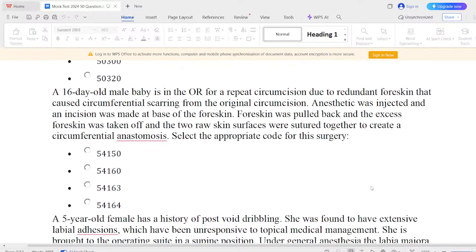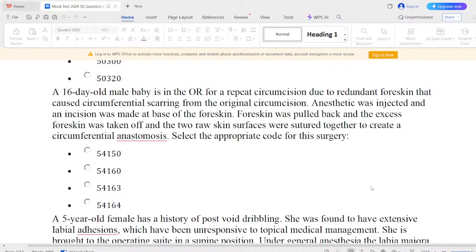Okay, next one. A 16-year-old male baby is in the OR for a repeat circumcision. Actually, this area of code is very important. Circumcision related code is very, very important. Nowadays, it's repeatedly asked. You can expect this question in your CPC examination, guys.